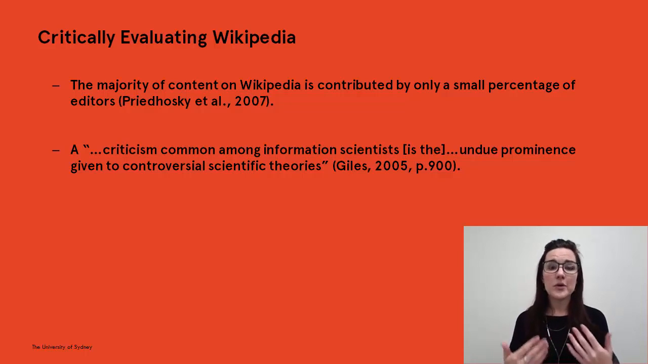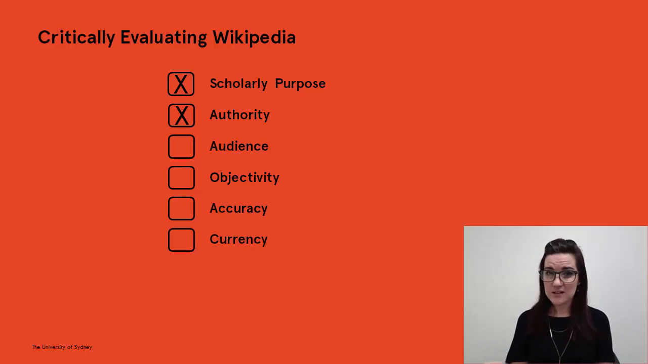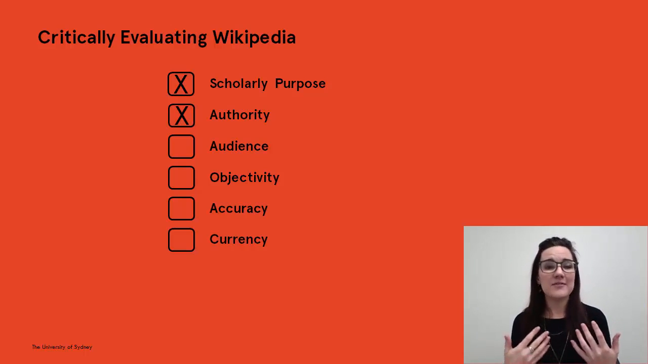So, while an article could have been written by an academic, it could equally have been written or edited by someone with little to no qualifications. So Wikipedia fails on authority. Our third criterion is audience, and as an encyclopedia, Wikipedia is not intended for academics. It's aimed at the general public. So again, Wikipedia fails for audience.